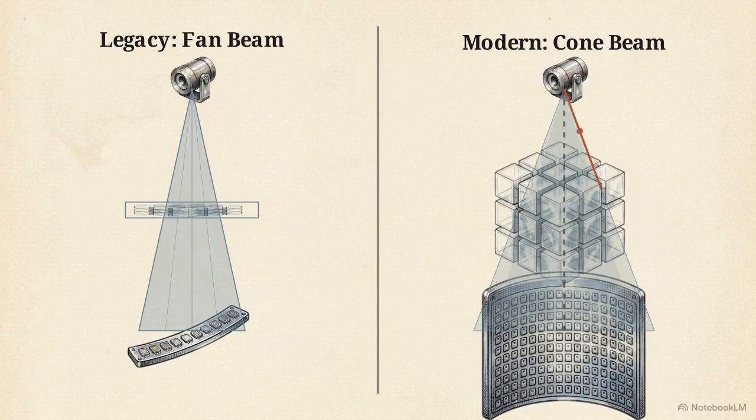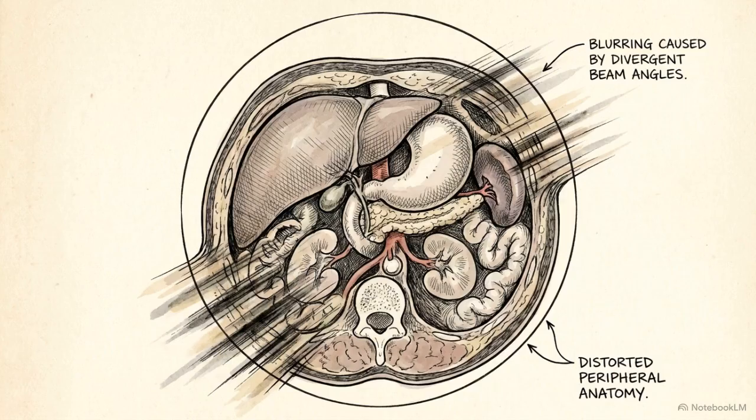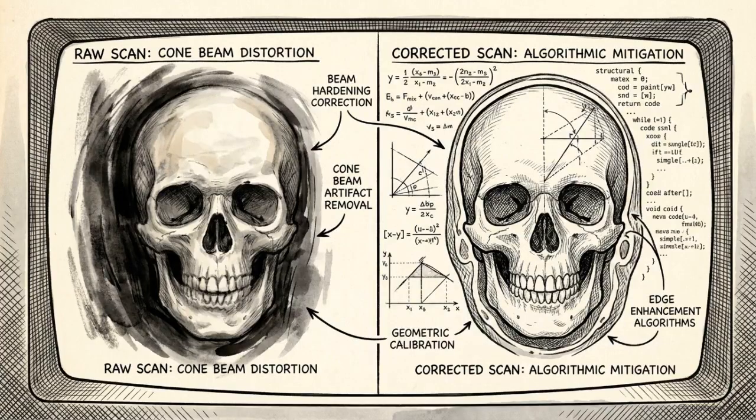Because the beam expands, objects at the periphery are struck by X-rays at a divergent, sharp angle. This angle creates a blurring effect similar to partial voluming at the edges of the image, which requires specialized reconstruction algorithms to mitigate. Expanding the field of view necessarily alters the linearity of the beam, relying on algorithmic correction to maintain image quality at high speeds.